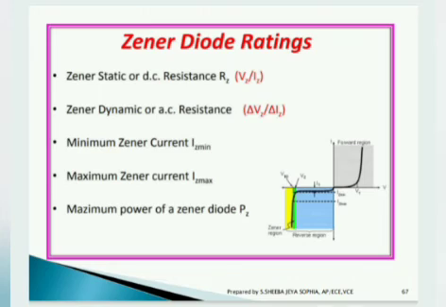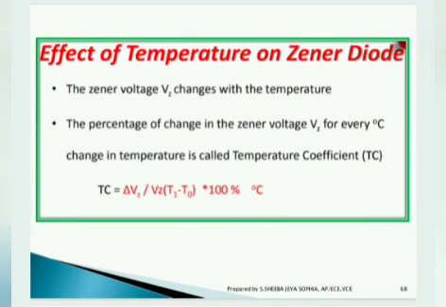Another major topic is the effect of temperature on the Zener diode. The Zener voltage Vz changes with the temperature. The percentage of change in Zener voltage Vz for every degree Celsius change in temperature is said to be the temperature coefficient, that is TC. This temperature coefficient TC is equal to del Vz, that is the Zener voltage difference, divided by Vz times T1 minus T0, into 100, percentage per degree Celsius.